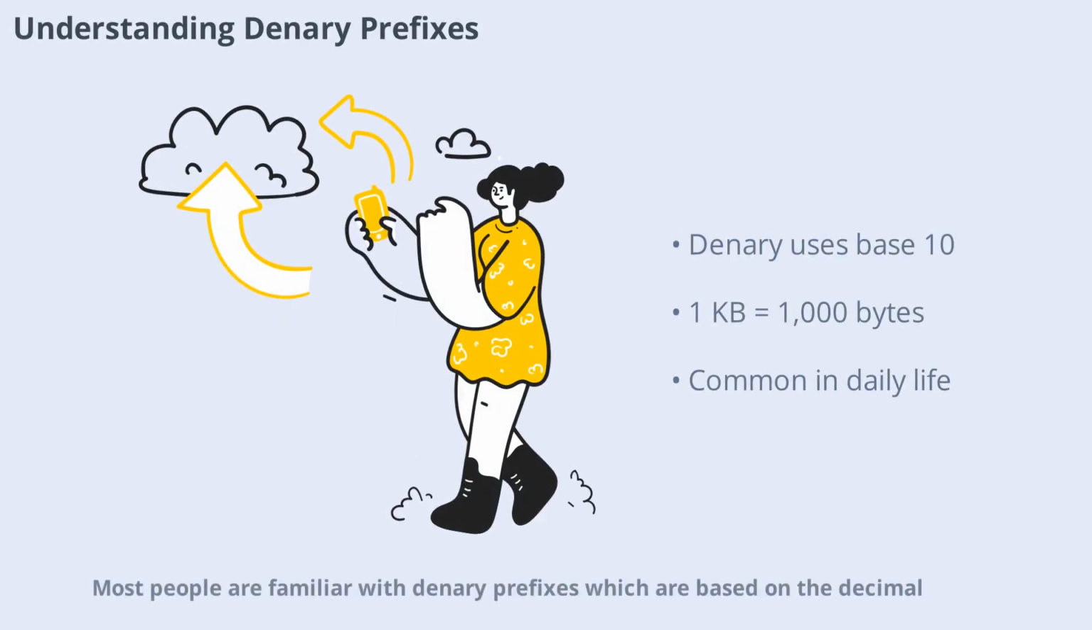Most people are familiar with denary prefixes, which are based on the decimal or base 10 system. In this system, 1 kilobyte equals 1,000 bytes, 1 megabyte equals 1 million bytes, and so on. This method is straightforward because it follows the counting system we use every day. For example, a 1 GB hard drive can store 1x10^9 bytes. But is this the most accurate way to measure data in computers?